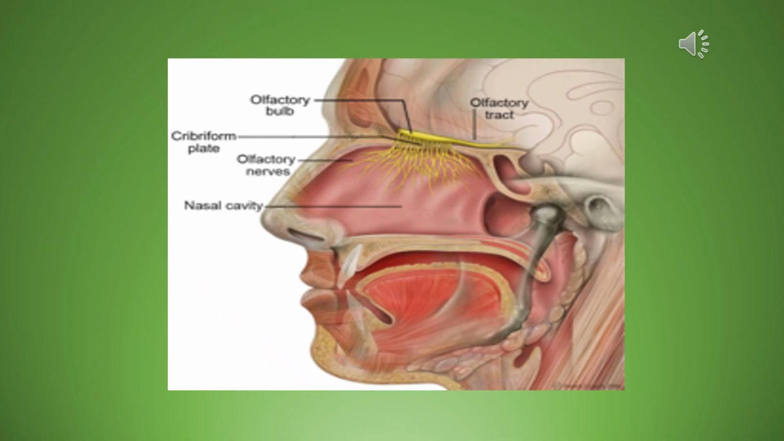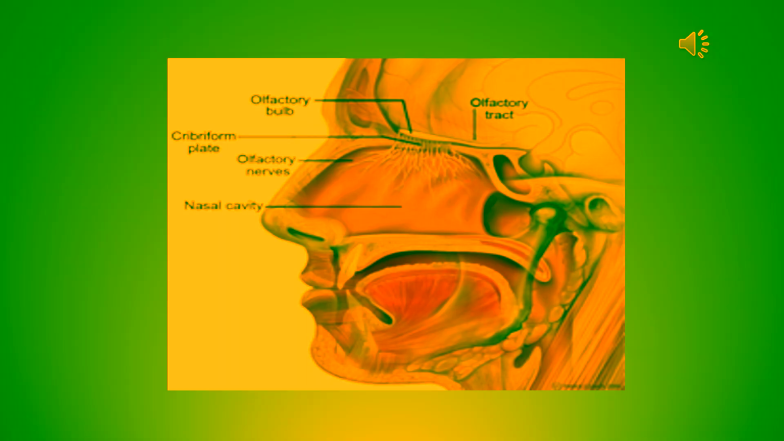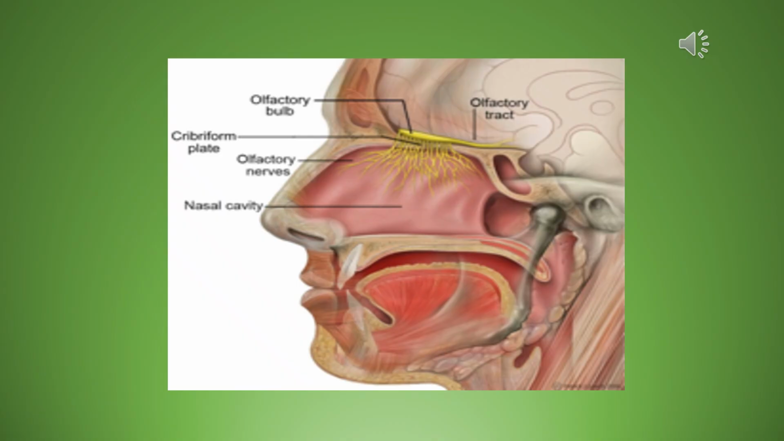Remember that we have the cribriform plate, and in the cribriform plate of the ethmoid bone, there are little bitty holes that we call the cribriform foramina. Through the cribriform foramina, the olfactory nerves enter into the nasal fossae. So the nasal fossae are open to the outside.